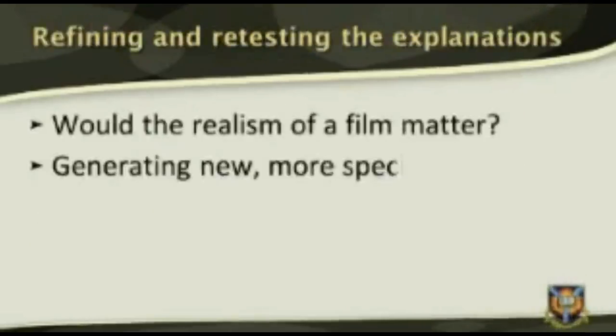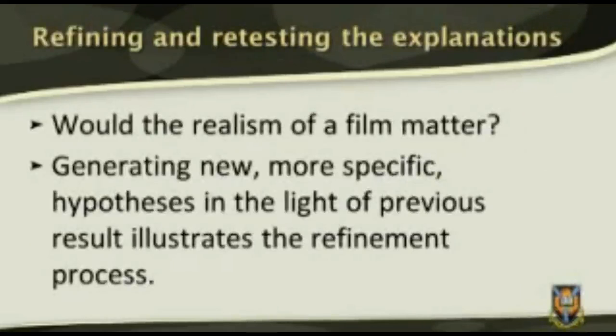Refining and retesting explanations. The final step in the scientific method is the process of refinement and retesting. For example, imagine that you found that a war film increases aggressive behavior. Having observed this result, you would probably want to explore the phenomenon further. Would the realism of a film matter? A refined hypothesis might take the following form. Realistic war films are more likely to result in increased aggression than unrealistic war films. This process of generating new, more specific hypotheses in the light of previous results illustrates the refinement process.